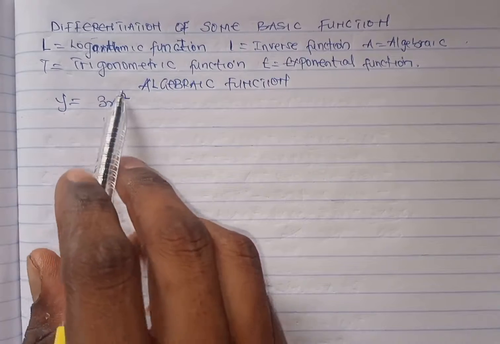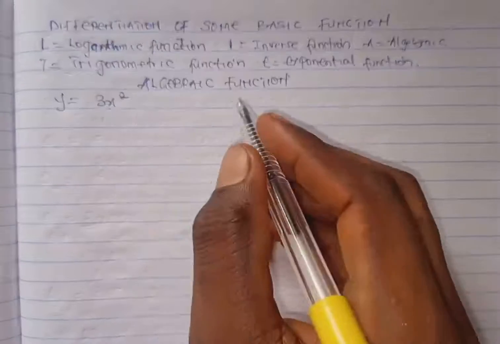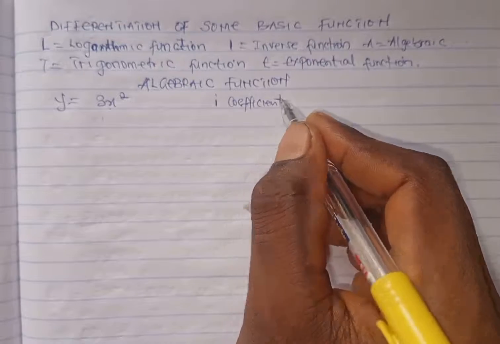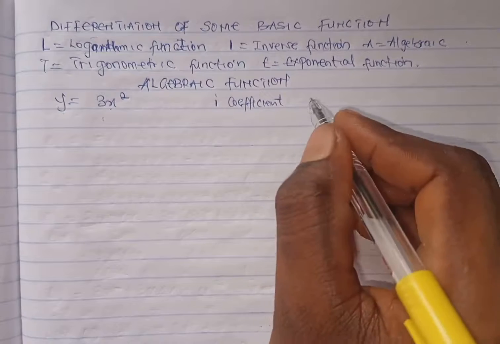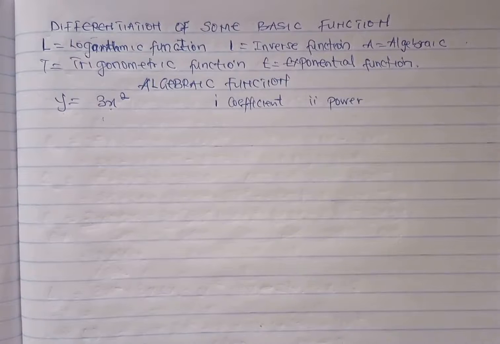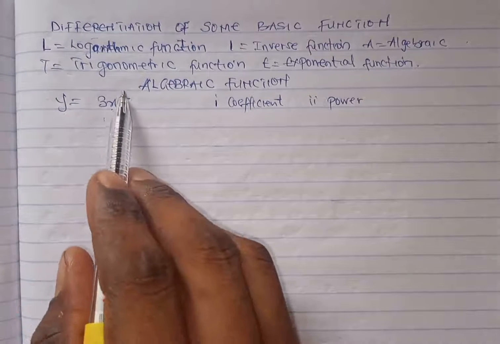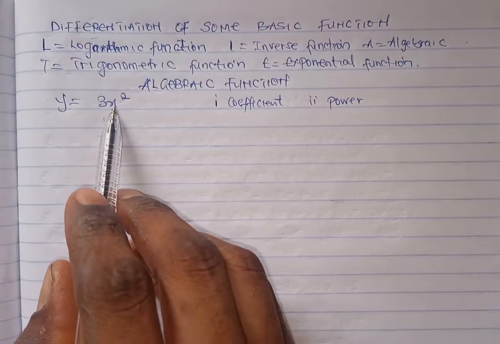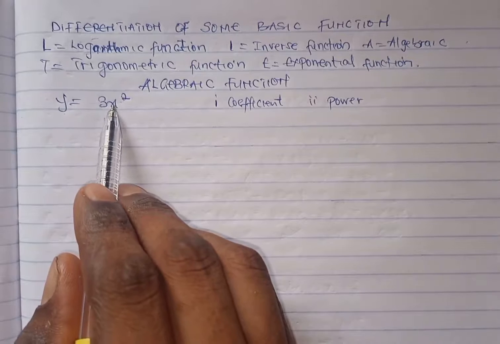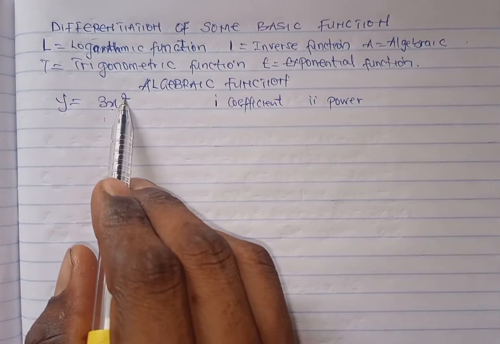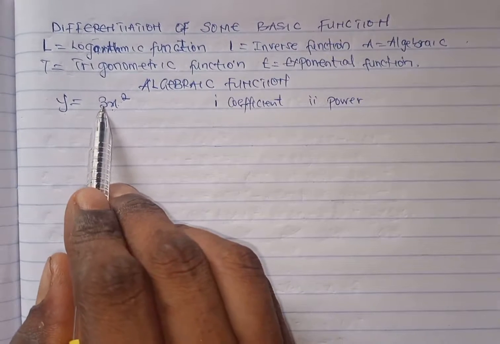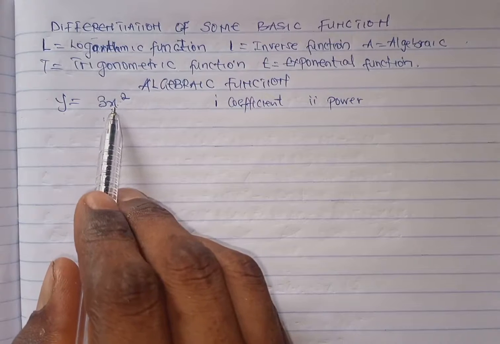In differentiating something like this, there are 2 things that you need. Number 1, you need to know what a coefficient is, and number 2, you need to know what a power is. If you are to differentiate this 3x squared and you are asked what the coefficient of x squared is, the coefficient of x squared is 3. Please take note of these 2 things, coefficient and power.